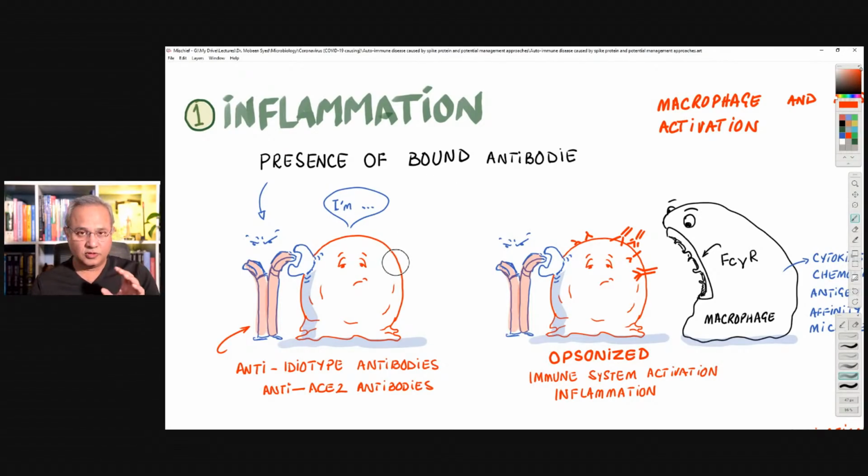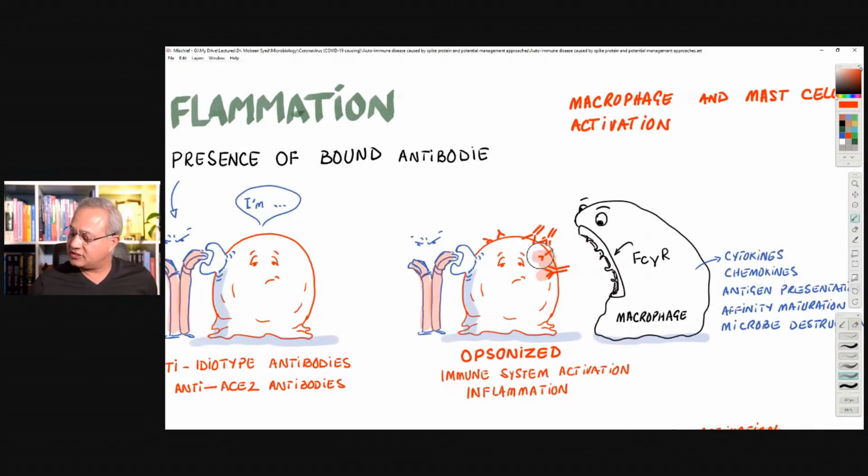Okay, so please recall yesterday's discussion. Here is a cell. The cell has an ACE2 receptor on it. This has this antibody bound to it. That is the anti-ACE2 antibody, or anti-idiotype antibody. Once it binds, this process of binding an antibody to a receptor or to a cell surface is called opsonization.